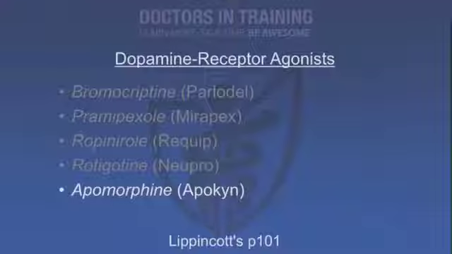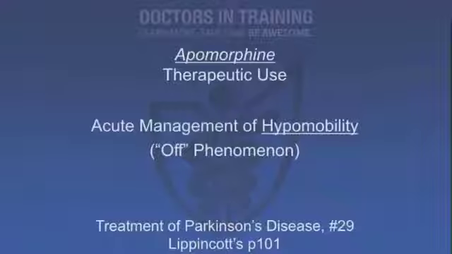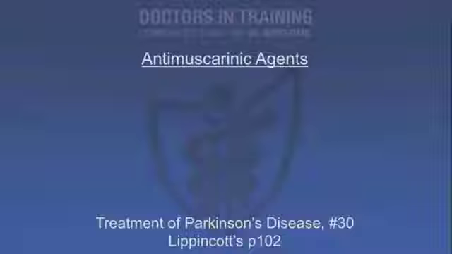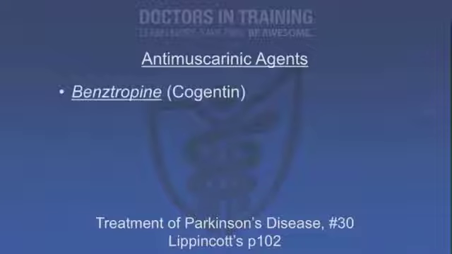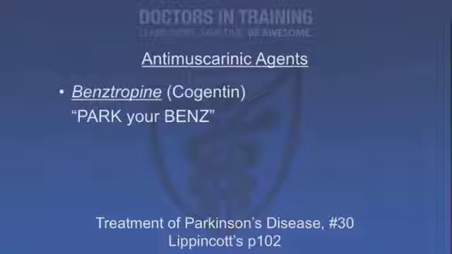And then the last dopamine agonist is apomorphine. This is an injectable dopamine agonist that's used for the acute management of the hypomobility or OFF phenomenon. It causes some significant adverse effects, including significant nausea. It can also cause dyskinesias, drowsiness, some chest pain, some hypotension, and some sweating. We'll talk about one more class of drugs used to treat Parkinsonism, and these are the antimuscarinic agents. So these include benztropine. There's a mnemonic, park your Benz, like park your Mercedes-Benz. You can remember that benztropine is used for Parkinson's disease.